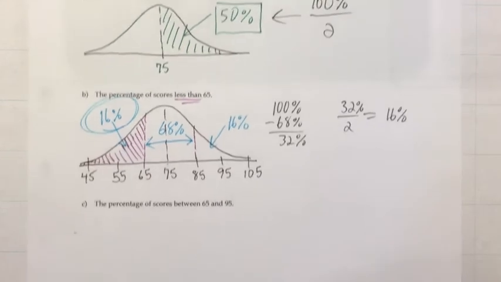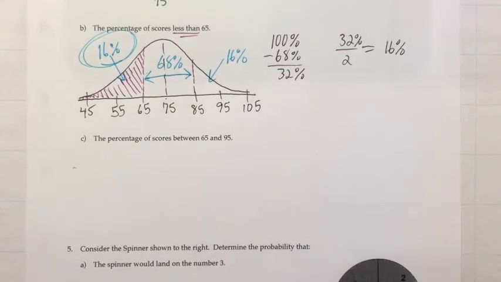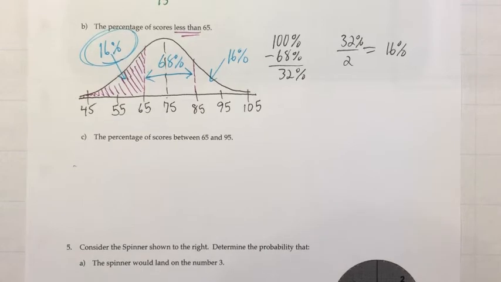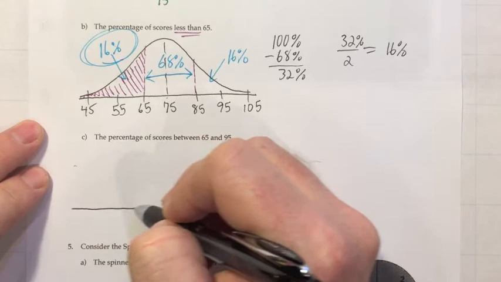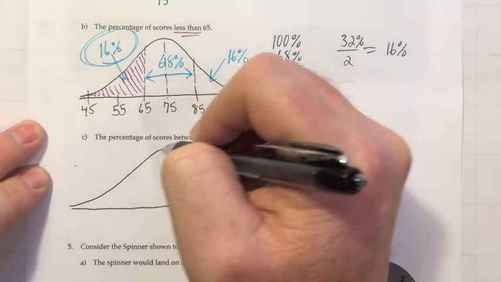All right, let's move on and try the last one. Let's find the percentage of scores between 65 and 95. So just going to start off drawing that picture again. So I'll do it a little quicker this time.